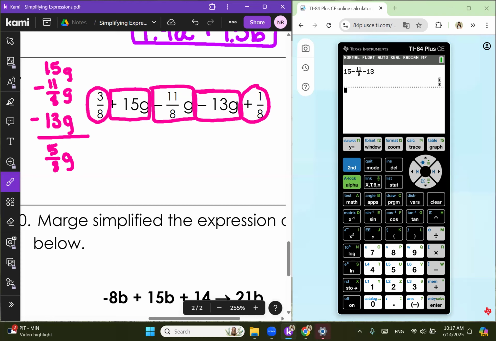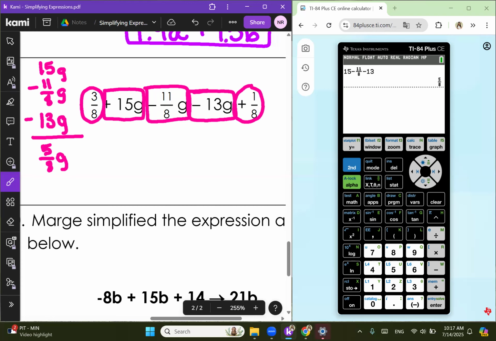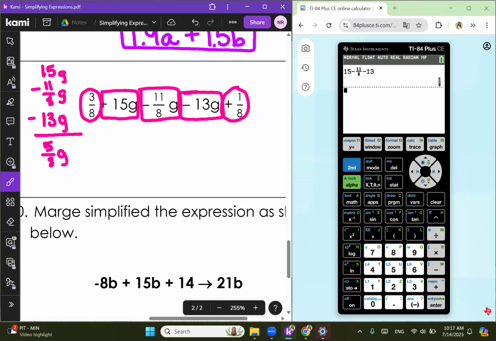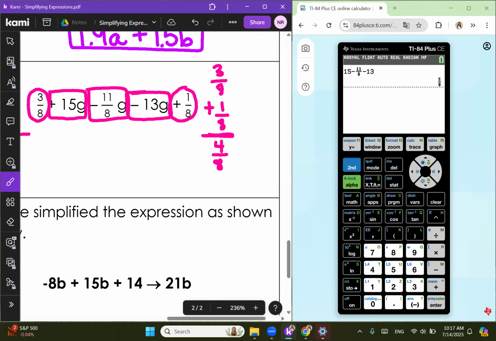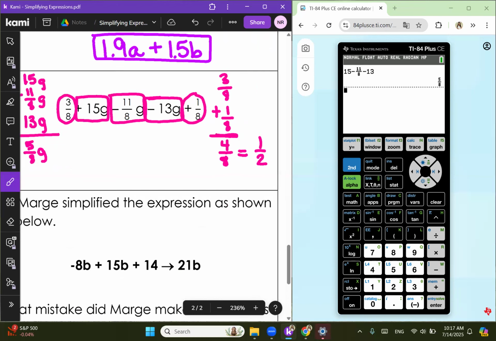And then on this side, move it over a little bit more. Maybe zoom out a little bit more. We're going to combine 3 over 8 plus 1 over 8. Now you guys are going to probably want to do this in your head. 3 over 8 plus 1 over 8 is 4 over 8. And what is 4 over 8? 4 over 8 simplifies to 1/2, okay?